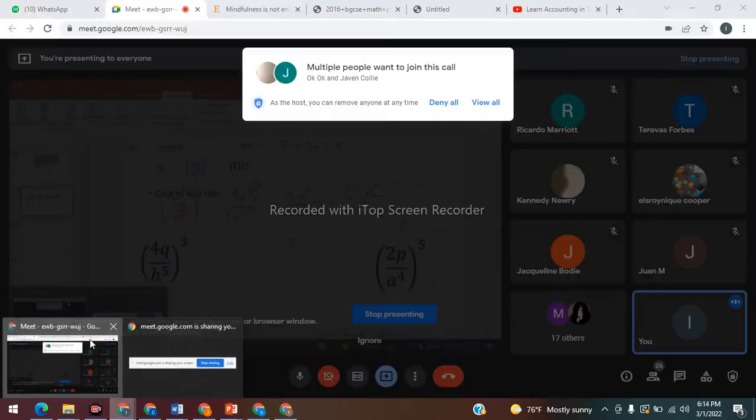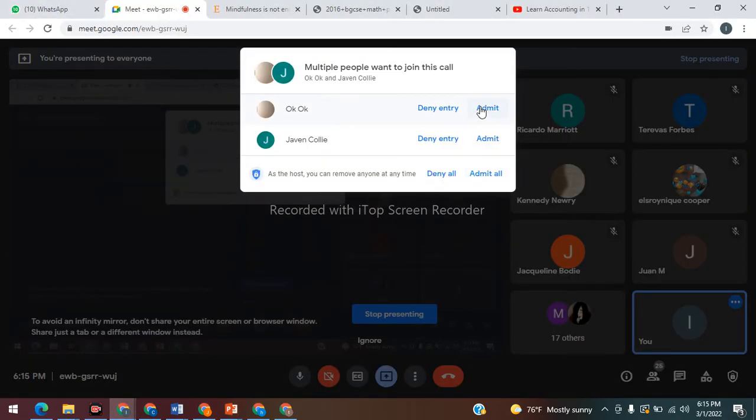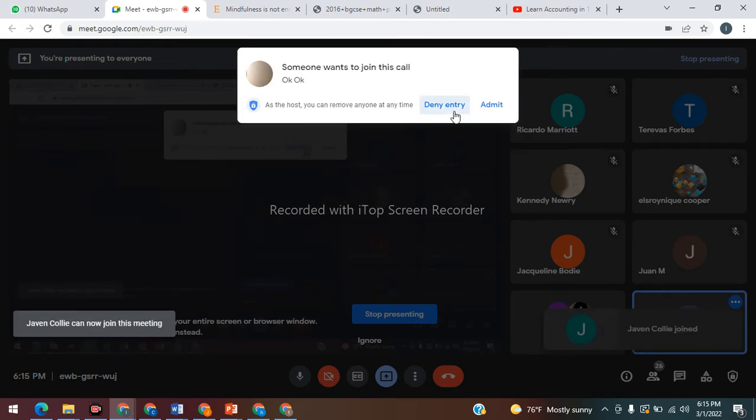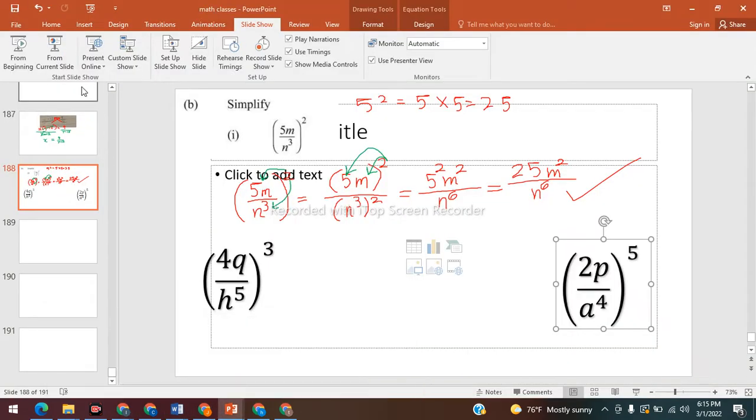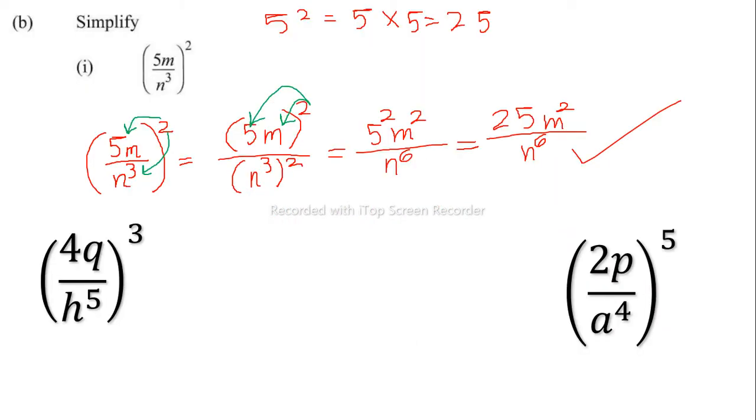So let me see who's trying out. So again, please do this one on your own. 4q divided by h to the 5th to the power of 3, and 2p divided by a to the 4 to the power of 5.